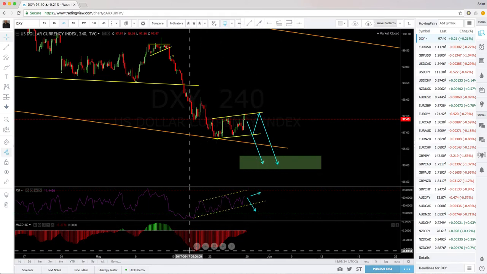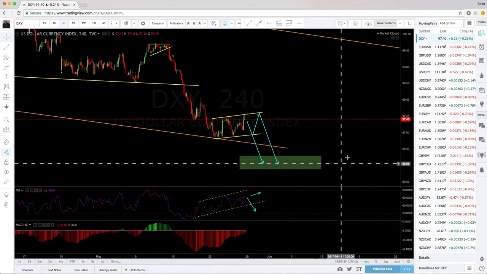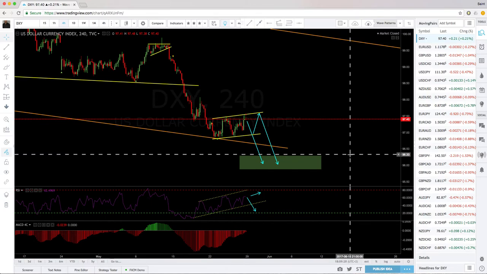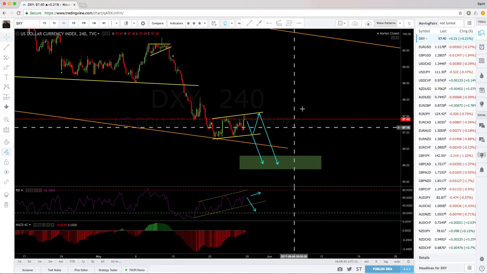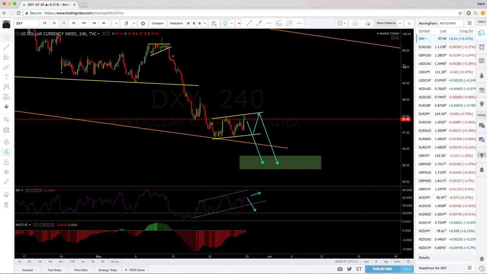Though we have the bullish divergence on the MACD, so I'm not expecting the dollar to continue down, but we'll see what price gives us this week. Next, to the euro.